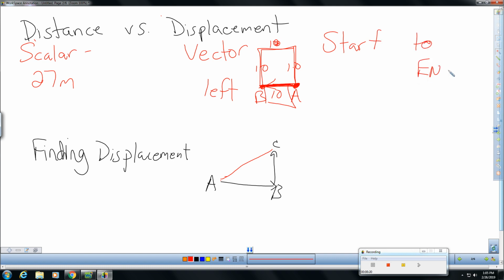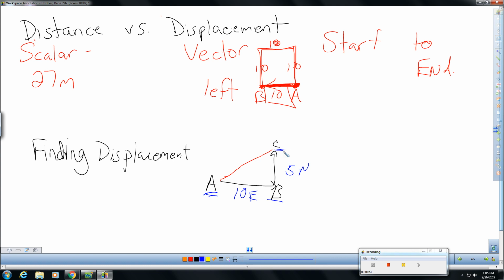Where am I compared to where I began from? All right, so there are a couple other mathematical ways that we can do this. If we know that we are traveling in a north, south, east, west direction, so I start off at A, and let's just say I went 10 meters to the east to get over here to B, and then I went 5 meters north to get up here to C.